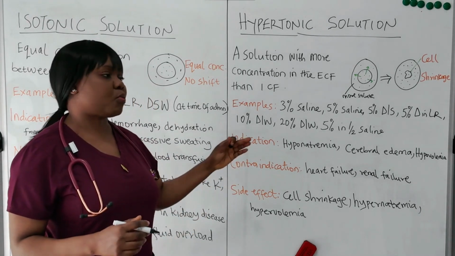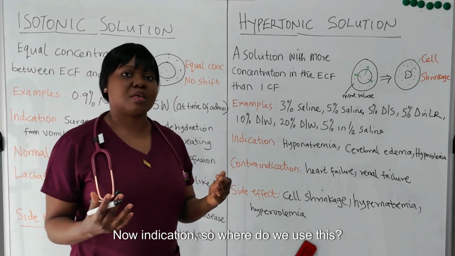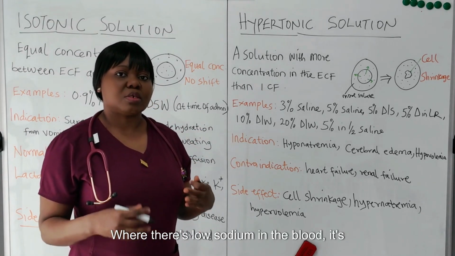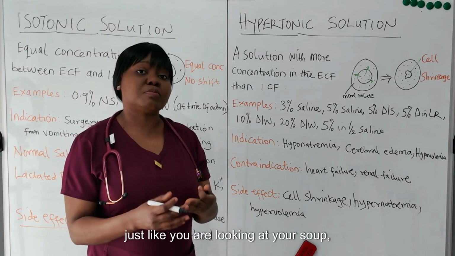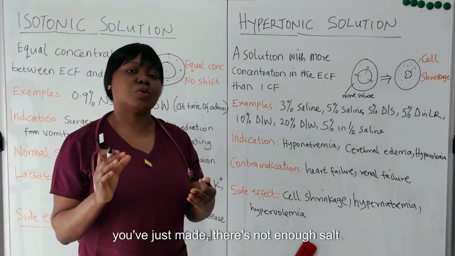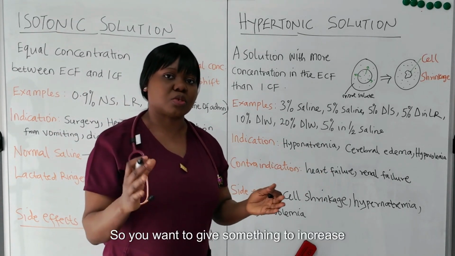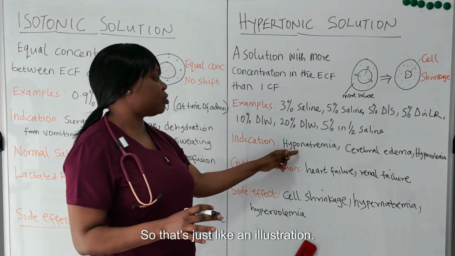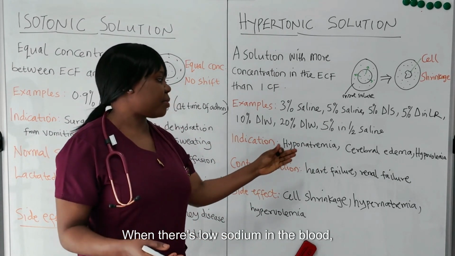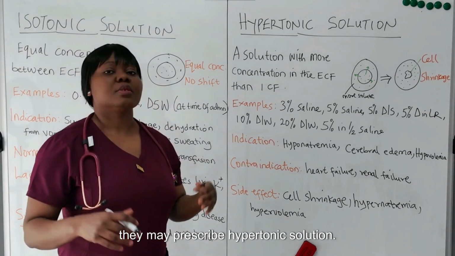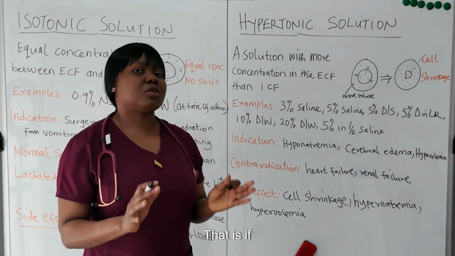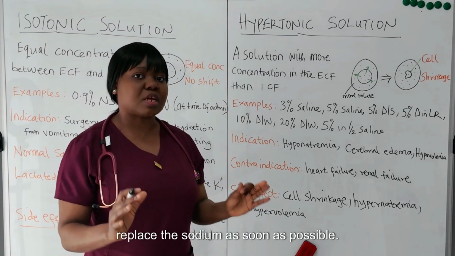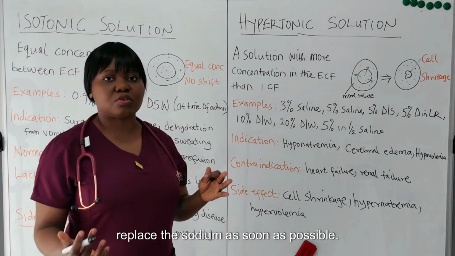Now, indication. So where do we use this? One is hyponatremia. Look at it again, where there's low sodium in the blood. It's just like you are looking at your soup you've just made. There's not enough salt, so you want to give something to increase that salt. So you can give a hypertonic solution. That's just an illustration. When there's low sodium in the blood, they may prescribe a hypertonic solution, that is if isotonic solution is not really able to replace the sodium as soon as possible. So they may give a hypertonic solution.